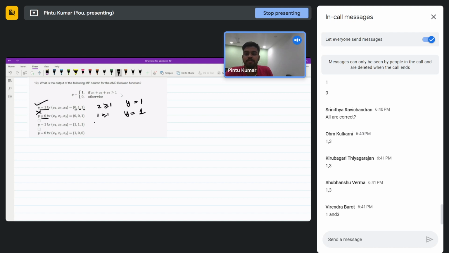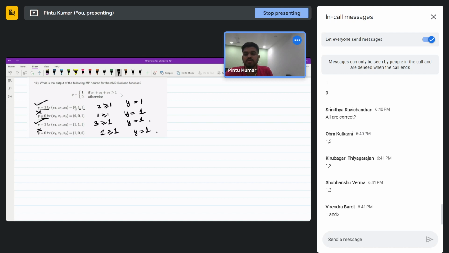For the third one, the sum is 3, which is greater than or equal to 1. So y again is 1. So this option is again correct. For the last one, again the sum is 1, which is greater than or equal to 1, and for this, y should again be 1. So this is again incorrect.